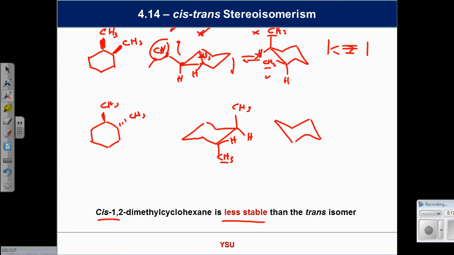So if we can do this ring flip and go over here, maybe it will get better. And it's going to be fairly obvious when you start to see these things. Drag that carbon down, drag this carbon up, do the ring flip. Where will the methyl group go here now? Equatorial. And the next one, where will the methyl group go? Equatorial.